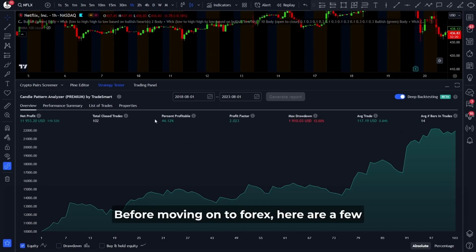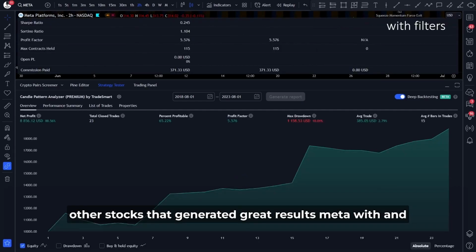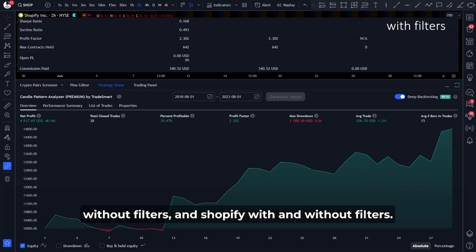Before moving on to Forex, here are a few other stocks that generated great results. Meta with and without filters, and Shopify with and without filters.